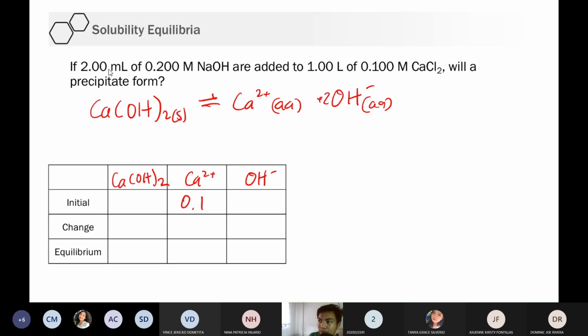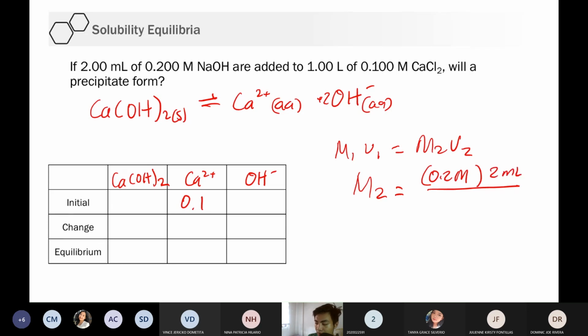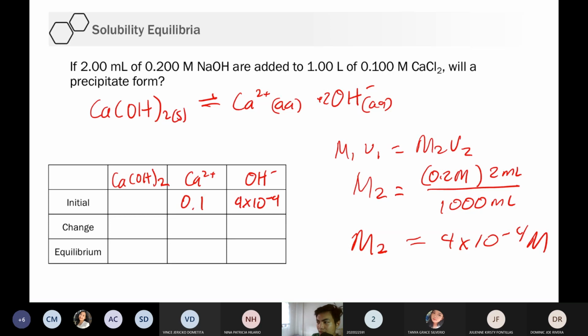So for sodium hydroxide, dilution formula natin to. So originally, we have 2 ml of 0.2 molar. Tapos ngayon, nasa 1 liter solution na siya. So we use M1 V1 equals M2 V2. Let's solve for the final molarity. That is 0.2 molar times 2 ml divided by the final volume, which is 1 liter or 1,000 ml. So the final molarity of your hydroxide ion is 4 times 10 raised to negative 4. So that's the final molarity of your hydroxides now.